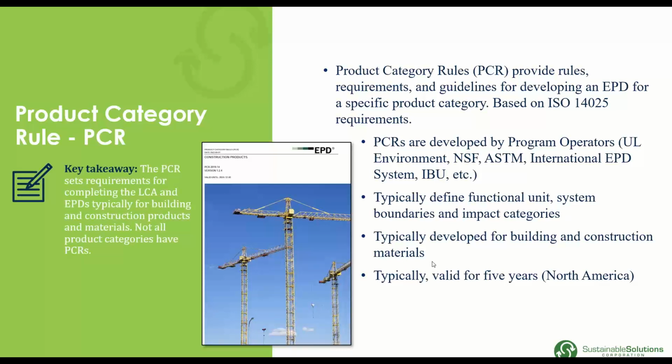The other thing I wanted to talk about today is a thing called a product category rule. A PCR basically provides the rules and requirements and guidelines if we're going to run or develop an EPD for a specific product category. So that pipe I showed you there, when we did that, there's also an EPD that goes along with the PVC pipe. And we had to follow a product category rule to do the life cycle assessment and also to publish an EPD in addition to that life cycle assessment report.